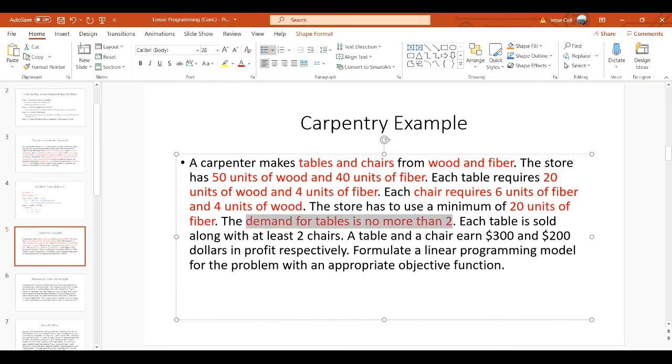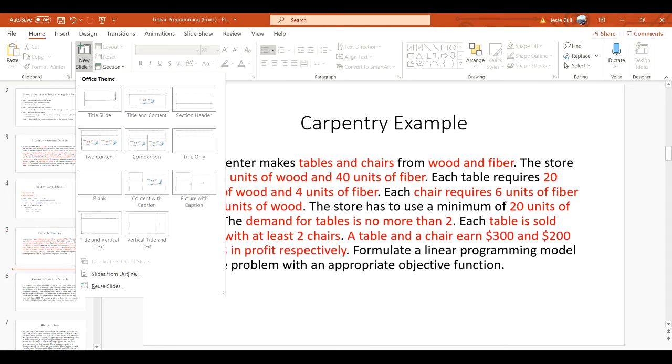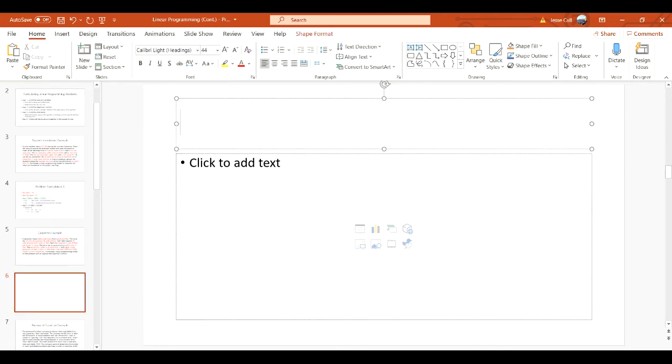Each table is sold along with at least 2 chairs. Again, that's limiting us. We cannot sell an uneven number of, or if we sell a table, we cannot sell only 1 chair. A table and a chair earn $300 and $200 in profit, respectively. So we've highlighted our key information here. The next step is creating a new slide, and we'll call it Problem Formulation 2.